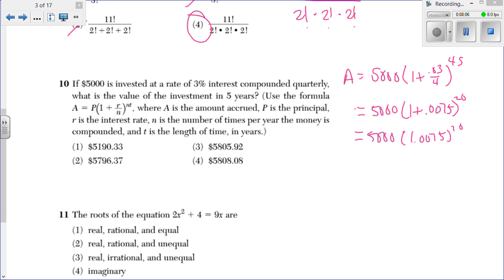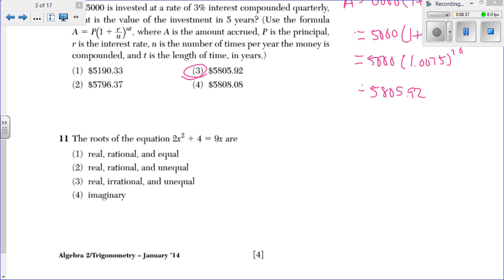So it's 5,000 and parentheses 1.0075. Close my parentheses, raised to the 20th power. So to the nearest cent, it is 5,805.92. So that is choice 3. All right.